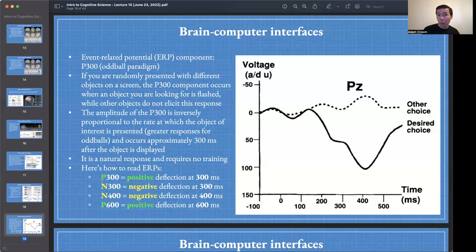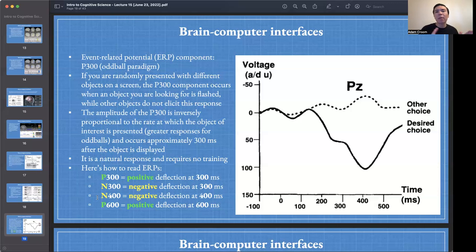Okay, an N300 means that there's a negative deflection that occurs at 300 milliseconds after stimulus presentation. We also have an N400, and quiz yourself, what does that mean? Well, we have a negative deflection at approximately 400 milliseconds. And the P600, what does that mean? Well, it means we have a positive deflection at 600 milliseconds.